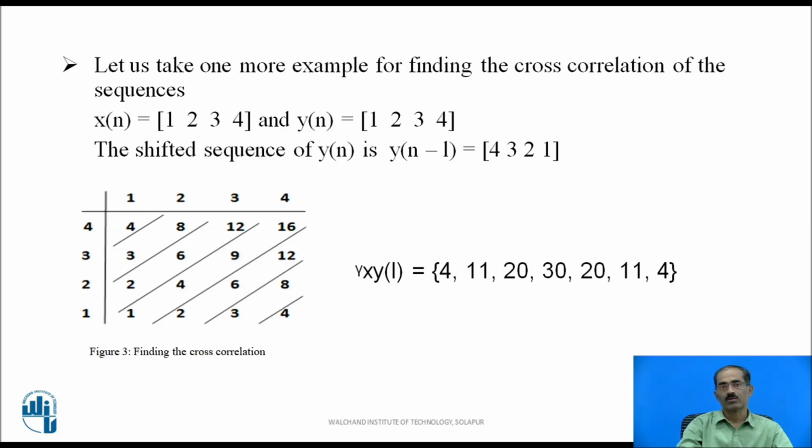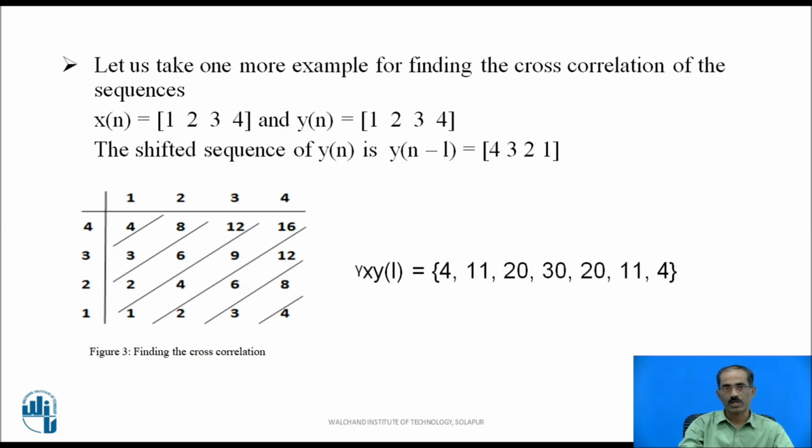Then write the first sequence in the first row and time shifted sequence y of n minus l will be written in the first column. Then multiply the first element present in the column with all the elements in the row. You write 4, 8, 12, 16. Second element will be multiplied with all the elements present in the row and write 3, 6, 9, 12 and third element will be multiplied with all the elements present in the row, and so on. Then group those elements and sum it up.